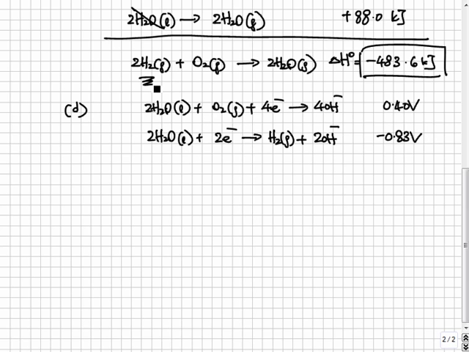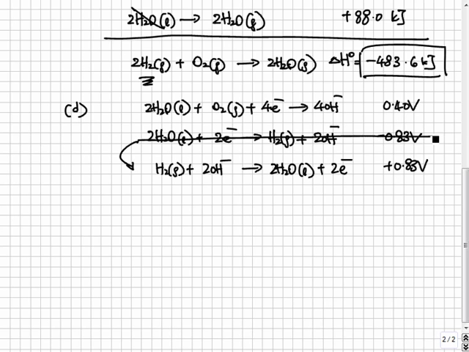Now, in order to get an overall reaction that consumes H2 gas, what you need to do is to flip the second half reaction around to get an oxidation half reaction. So we'll do that, and then that turns out to be H2 gas plus 2OH minus going to 2H2O liquid plus 2 electrons. And that has now a cell voltage that is positive 0.83 volt. And we see that now we have in the first equation a reduction half reaction, and in the third line we have an oxidation half reaction.